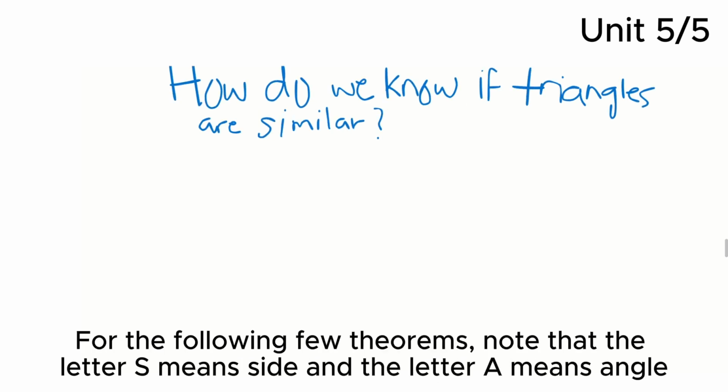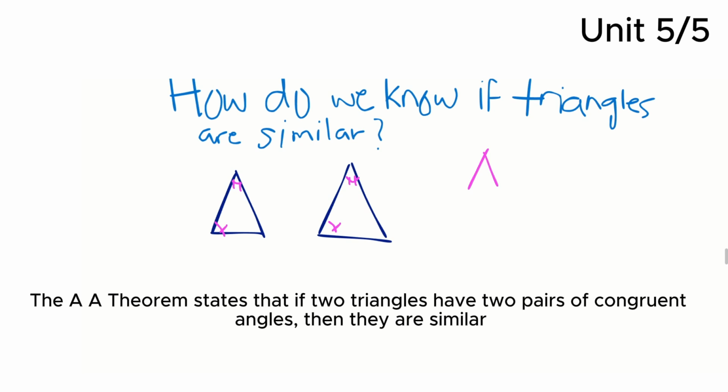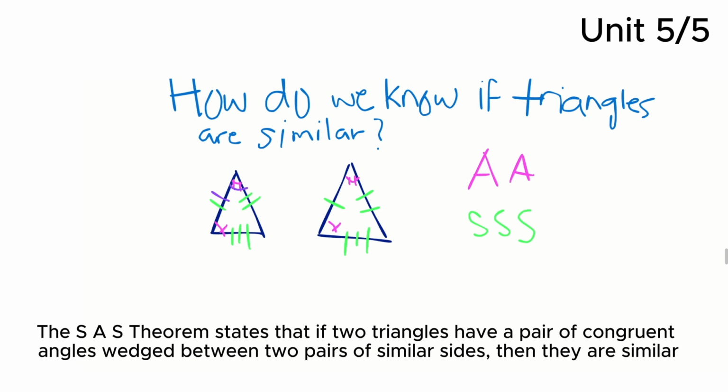For the following few theorems, note that the letter S means side and the letter A means angle. The AA theorem states that if 2 triangles have 2 pairs of congruent angles, then they are similar. The SSS theorem states that if 2 triangles have 3 pairs of similar sides, then they are similar. The SAS theorem states that if 2 triangles have a pair of congruent angles wedged between 2 pairs of similar sides, then they are similar.